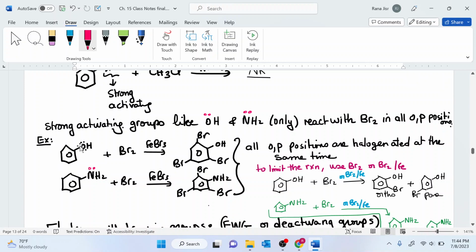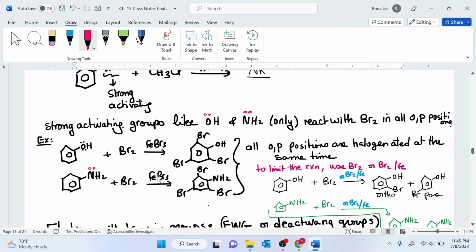Also, you're going to brominate all the ortho and the para positions at the same time. So here I'm going to end up having a tribromo product for both. In order to limit the reaction, in case you don't want all the ortho and the para positions to be halogenated, then in this case you would need to work with the Lewis acid and make the Lewis acid less reactive.